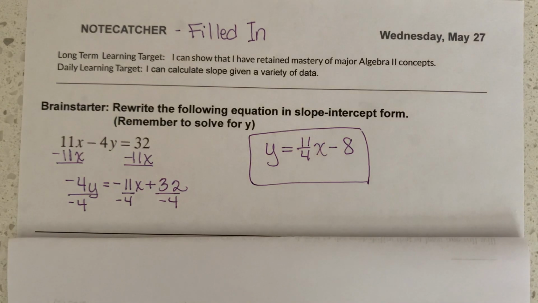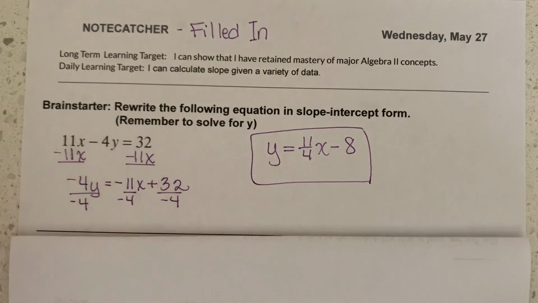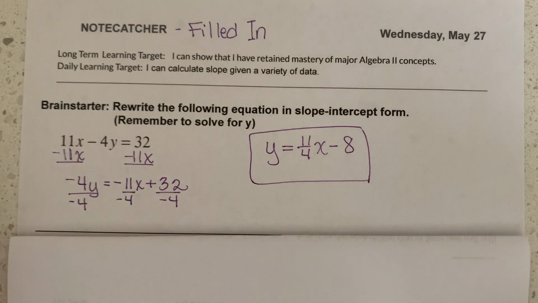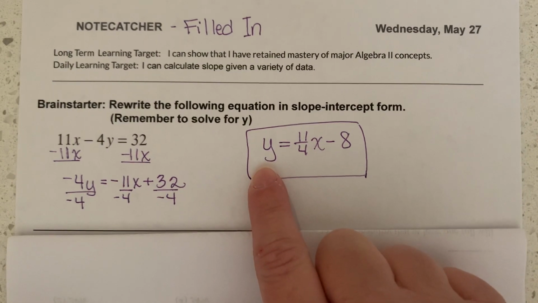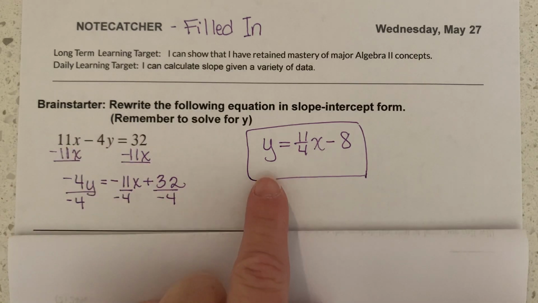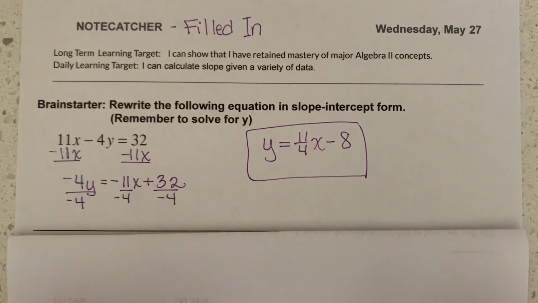Your brain starter is a review of yesterday's assignment. So we start off with an equation in standard form. Remember, it's in standard form if it has no fractions and the x and y are on the same side. That is what makes standard form. Whereas slope-intercept form is where you solve for y. So standard form, no fractions, x and y on the same side. Slope-intercept form, you solve for y and you can look at it and see your slope and your y-intercept.